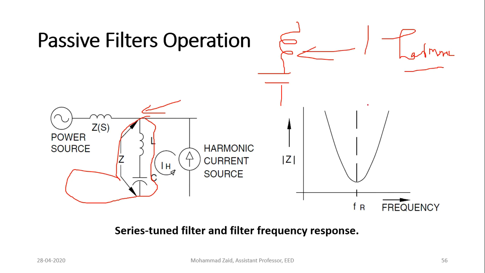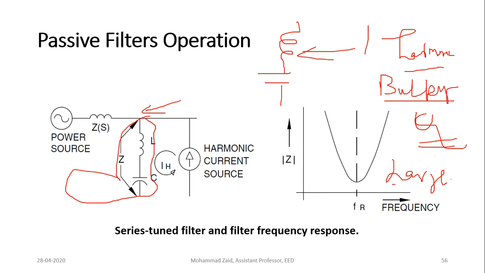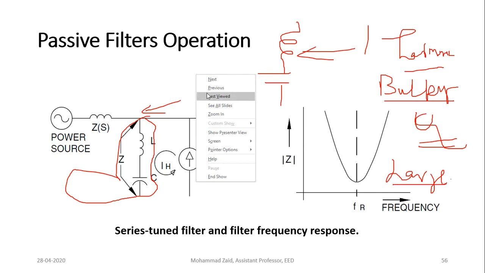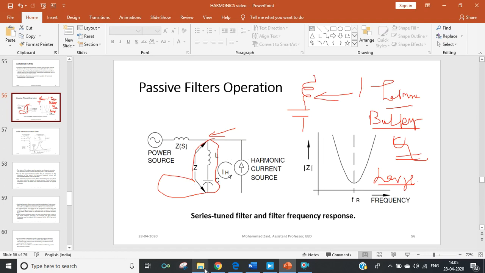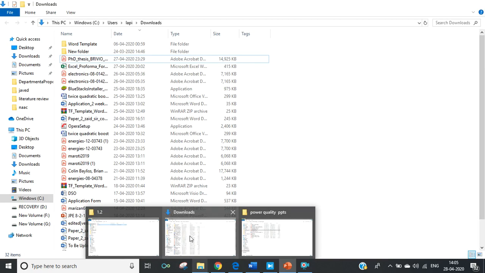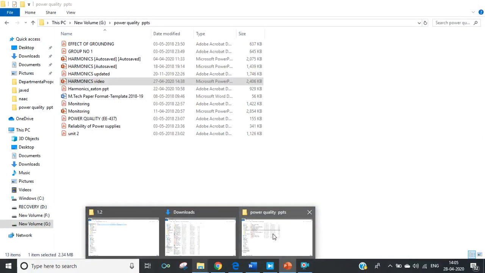Passive filters have the disadvantages that they are bulky. They have their own reactive power requirements. For example, the L and C will have their own reactive power requirement. So they are bulky, they have their own reactive power requirements, and their size is large. You have very big harmonic filters, as I would like to show you before moving forward.